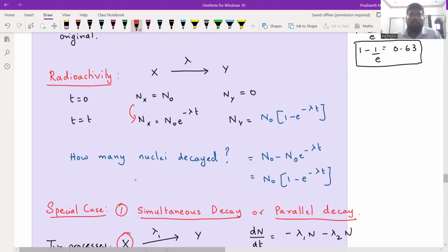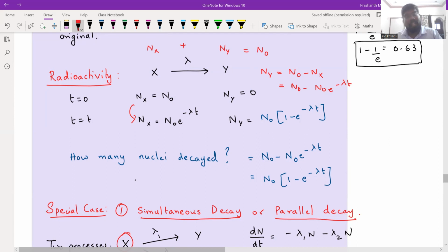Like if X is a parent nuclei and Y is a daughter nuclei, if you are starting from N0, after some time the number of particles remaining is N0 into e power minus lambda t. How many particles of NY are remaining? How do you get Y particles? NX and NY, the sum of these two should always be equal to N0, right? That means NY is equal to N0 minus NX. NX we already know, we substitute here: N0 minus N0 into e power minus lambda t. If we take N0 common, this is the number of Y particles remaining at time t.